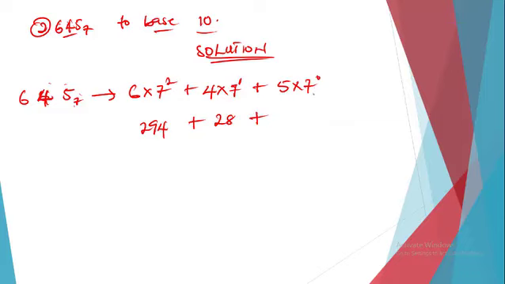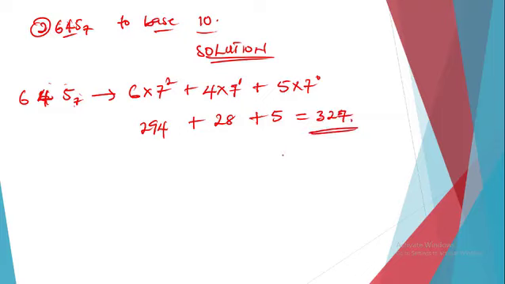And then here we have 7 raised to power 0, which is equal to what? 1. You remember? Then 1 times 5 will give us 5. So our 5 plus 28 will give us 33, and 33 plus 294 will give us 327 in base what? In base 10.